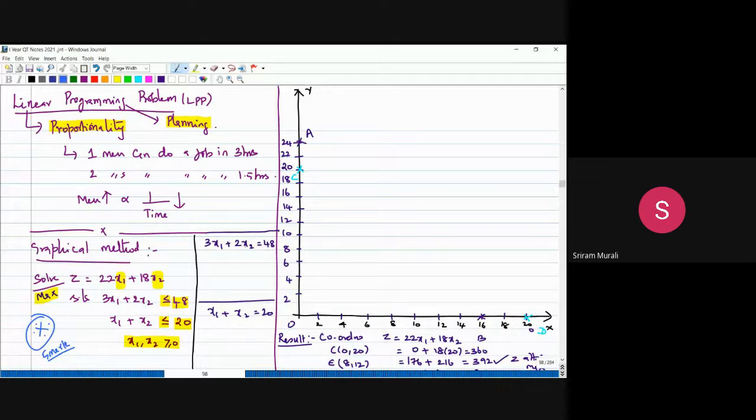So first, we want to plot these inequalities in a graph. So this is said to be an objective function. These two are said to be constraints. Constraint means subject to the condition. Just now I said within 1200 we want to decide how many units to produce in A, how many units to produce in B.